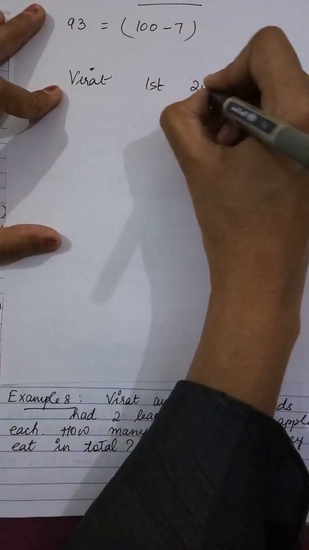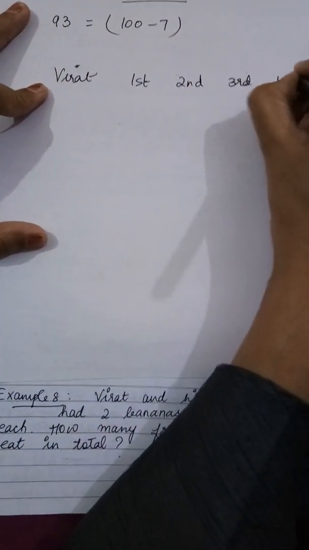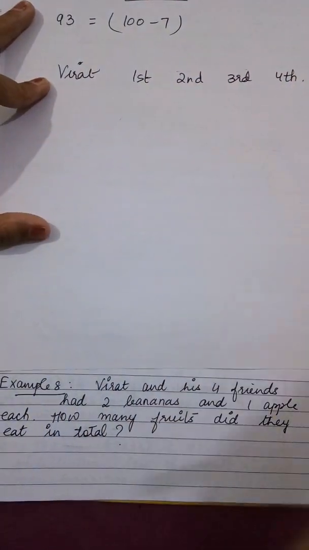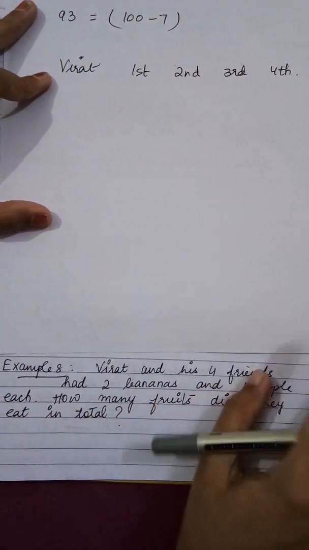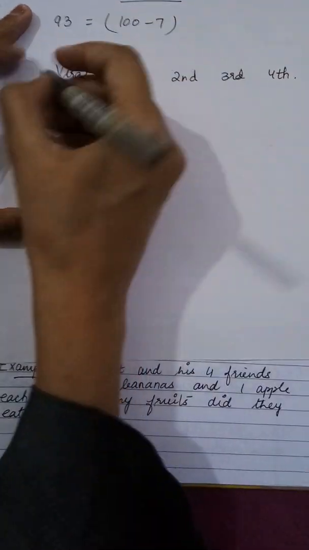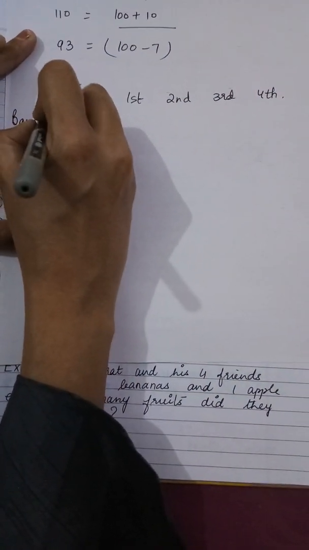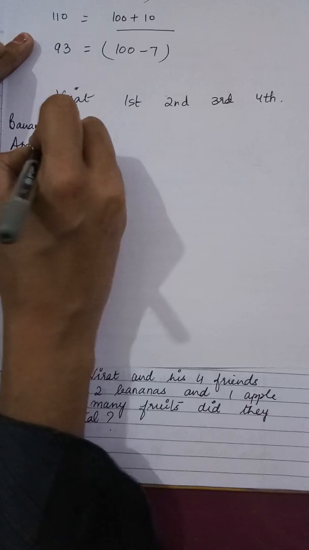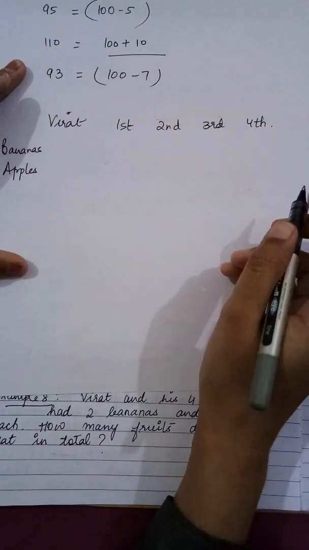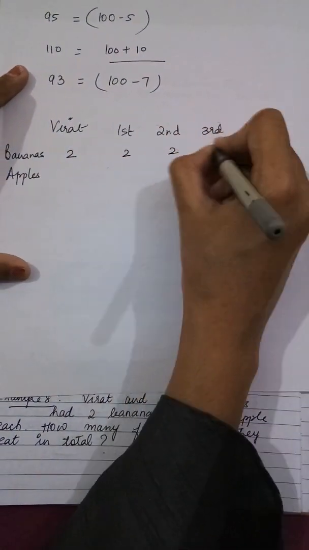First friend, second friend, third friend, fourth friend. Virat and his 4 friends are there, and each of them is having 2 bananas and 1 apple. So bananas they are having and apples they are having. Now each of them is having 2 bananas: 2, 2, 2, 2 and 2.